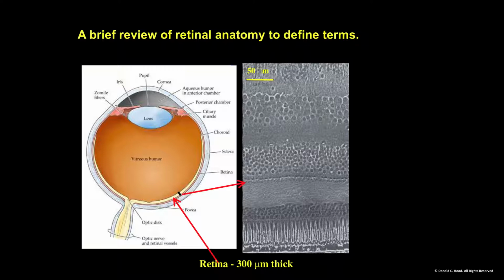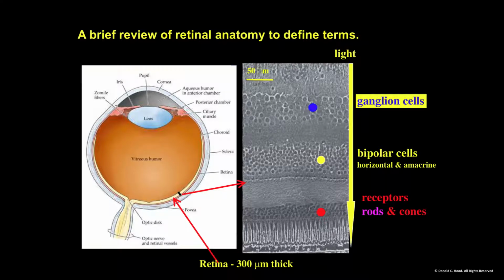And to the right here, indicated by this red arrow, is an electron micrograph of human tissue. And you can see the three layers of cells. The cell bodies here are the rods and cones. The cell bodies here are the bipolars, but also horizontal and amacrine cells. The cell bodies here are the ganglion cells. Light comes in this direction. It's absorbed in the outer segment of the receptors, and then the electrochemical activity flows towards the brain.